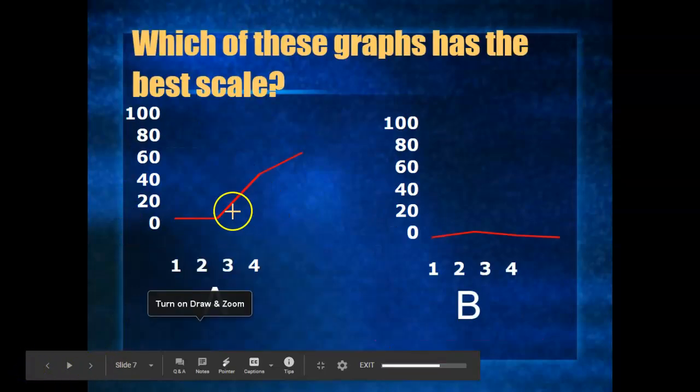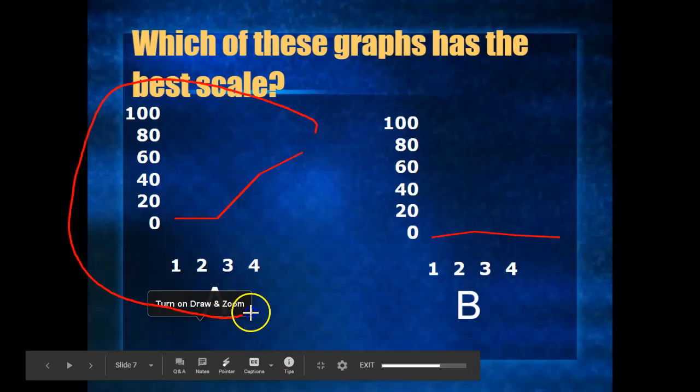Fill nearly the whole area. So would it be A or B? So A goes from 0 up to about 60, 80. And graph B goes from 0 to about maybe 5, and then it levels out back to 0. So which one of these graphs has the best scale? We would say A, because A nearly fills up the entire area.